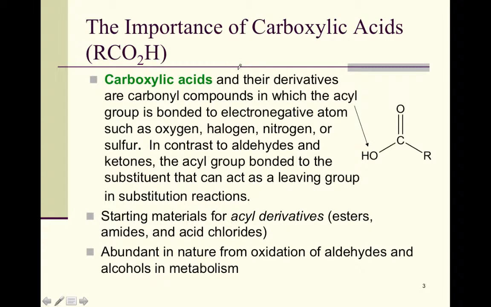Carboxylic acids and their derivatives are carbonyl compounds in which the acyl group, this is the group we're talking about right here, is bonded to an electronegative atom such as oxygen, halogen, nitrogen, or sulfur. This is in contrast to aldehydes and ketones. Aldehydes and ketones would not have an oxygen here. They would have either a carbon group or a hydrogen, depending on if it was an aldehyde or ketone. So when you have an electronegative group here, it can act as a leaving group in substitution reactions.